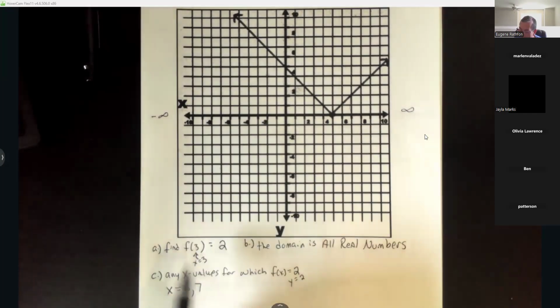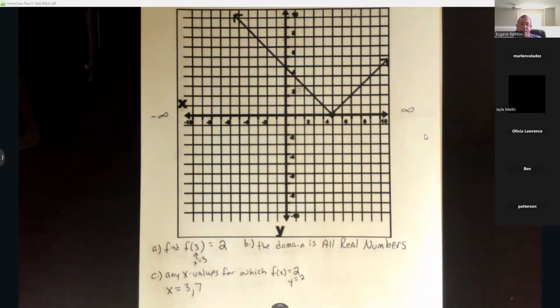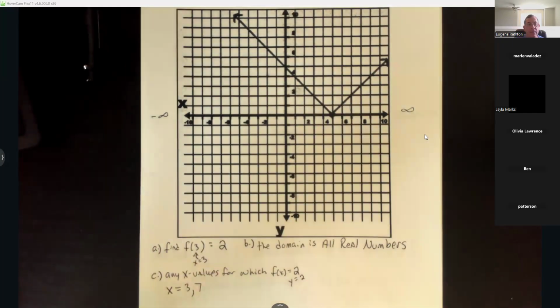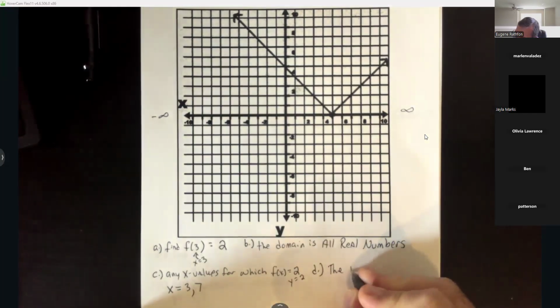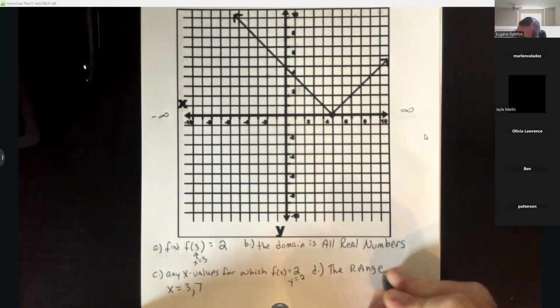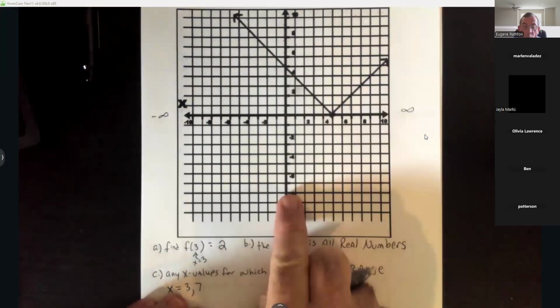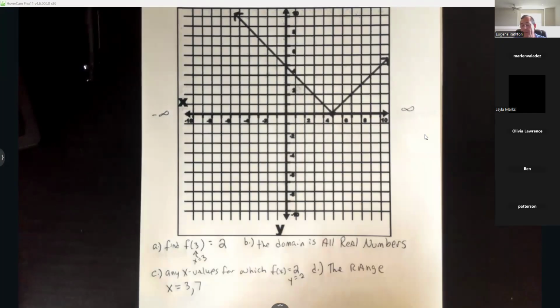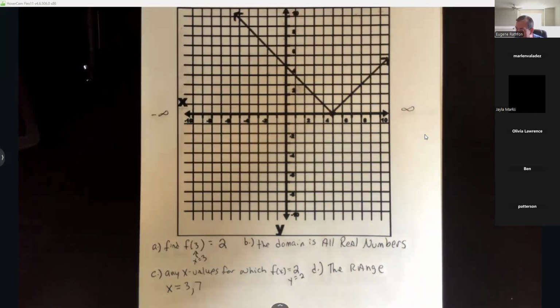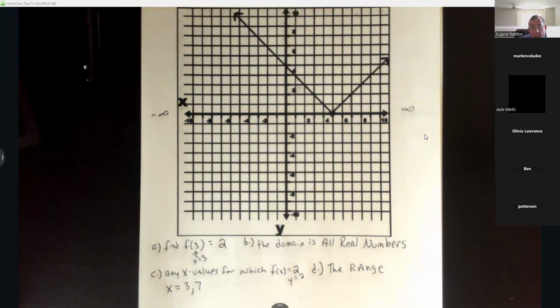Okay, so remember, A and C are sort of opposites of each other. A, we give you the x, you find the y. C, I give you the y, and you find me the x's. And then y'all, of course, D wants the range. Now remember, the range is the y values here. So the question is, could I put all real numbers for the range?